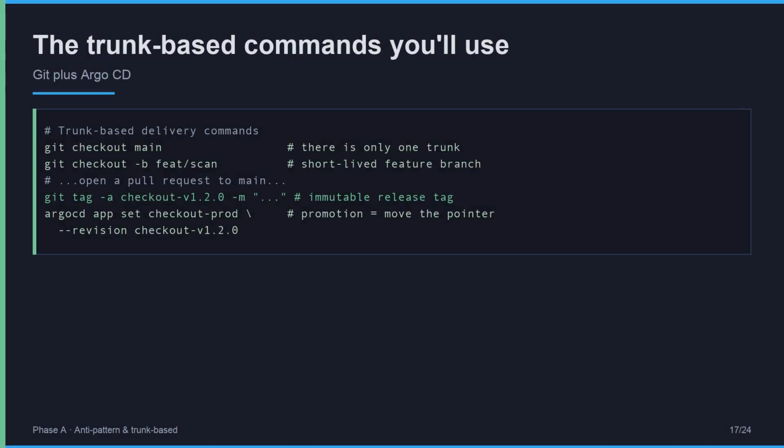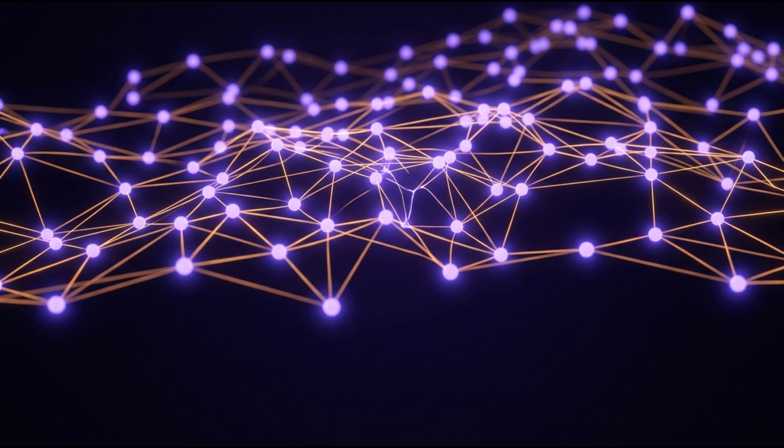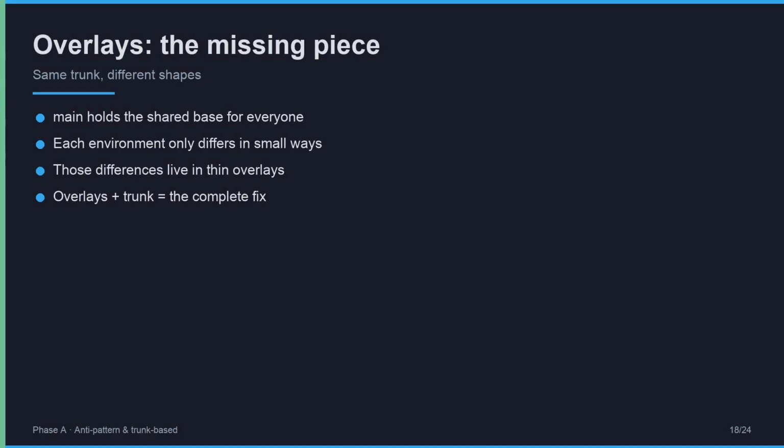Here are the commands behind trunk-based delivery. You work on main, with short-lived feature branches that merge quickly. When a release is ready, you cut an immutable Git tag. And promotion, the part that used to be copy-paste, is now a single command. You tell Argo CD to point the environment at the new tag. One line. Fully reviewable in the change history. Promotion is a pointer move. Not a copy-paste. But wait, if everyone shares one main, where do the environment differences live?